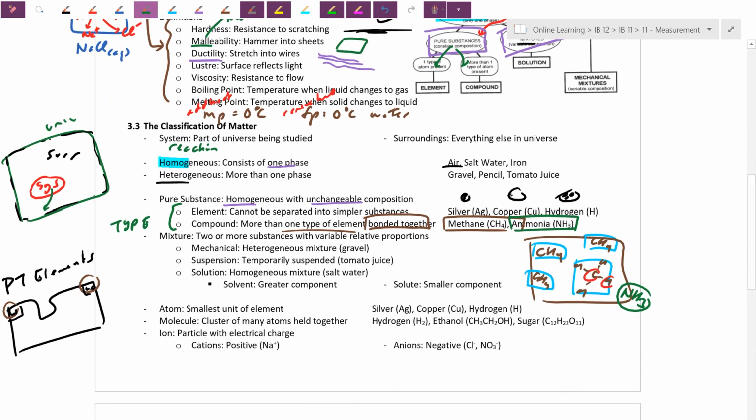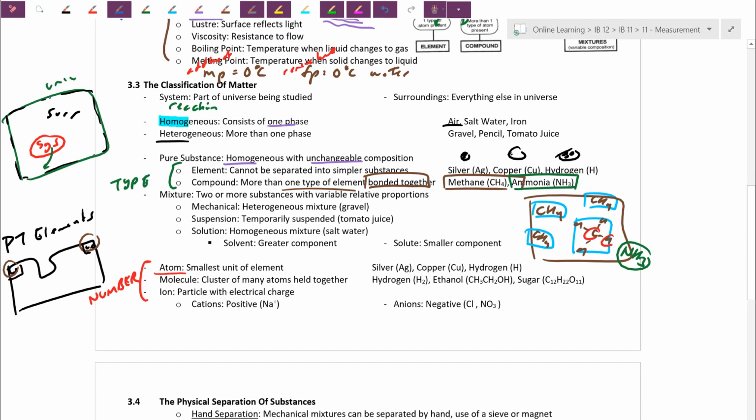Let's skip down here to the bottom. We can then identify atoms, molecules, and ions here. For atoms and molecules, I refer to that in terms of number. I don't care about the type of material anymore. This time I just care how many. In this case, we said an atom is the smallest unit of an element. Every element has a unique atom with its unique number of protons. A molecule is also a cluster that's bonded together, but in this case it's just a cluster of more than one. I don't care if they're different. I don't care if they're the same.